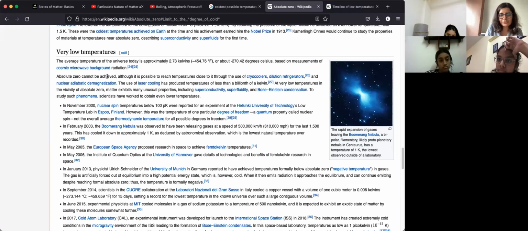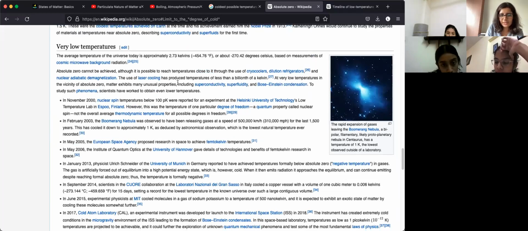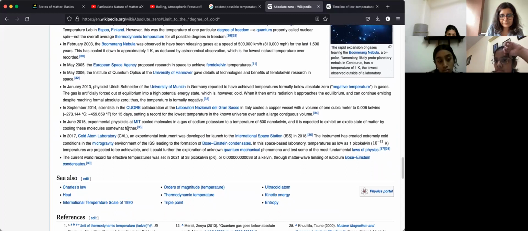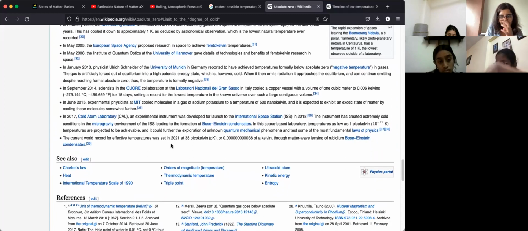There you go. Absolute zero cannot be achieved. It is possible to reach temperatures close to it through all of this technology. The use of laser cooling has produced temperatures of less than a billionth of a Kelvin. Oh, this record even I didn't know. It was set in 2021, last year, that's why I did not know this. So this was the lowest ever temperature that was recorded.